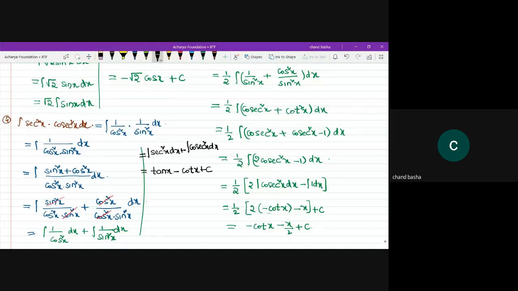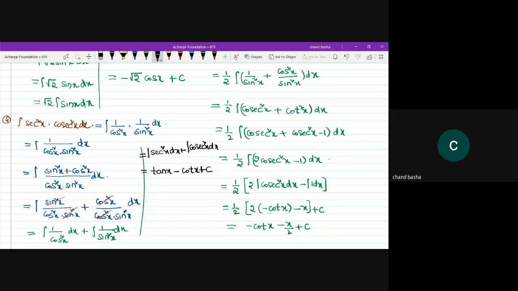So you can see how we are proceeding. First, let us see. We don't have any formula for secant square into cosecant square. I know the formula for secant square plus cosecant square. If they are individual functions, I can apply integrating formulas. But they are together, so we cannot apply a formula for them together.